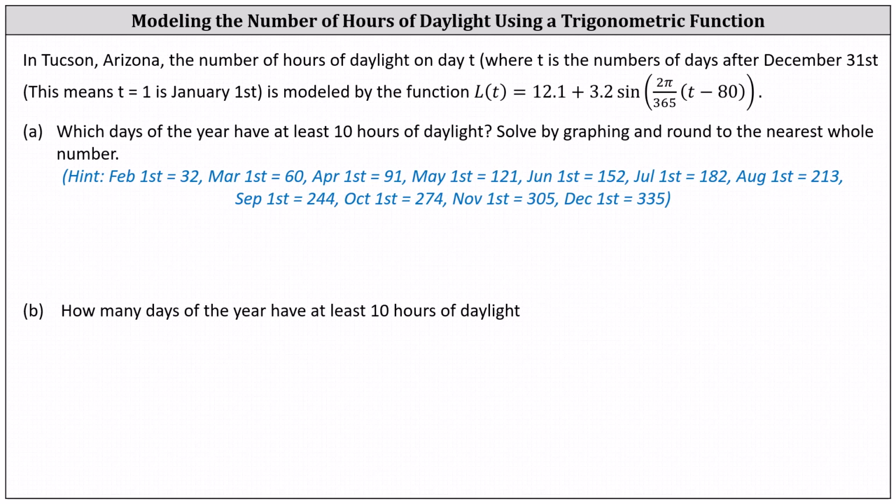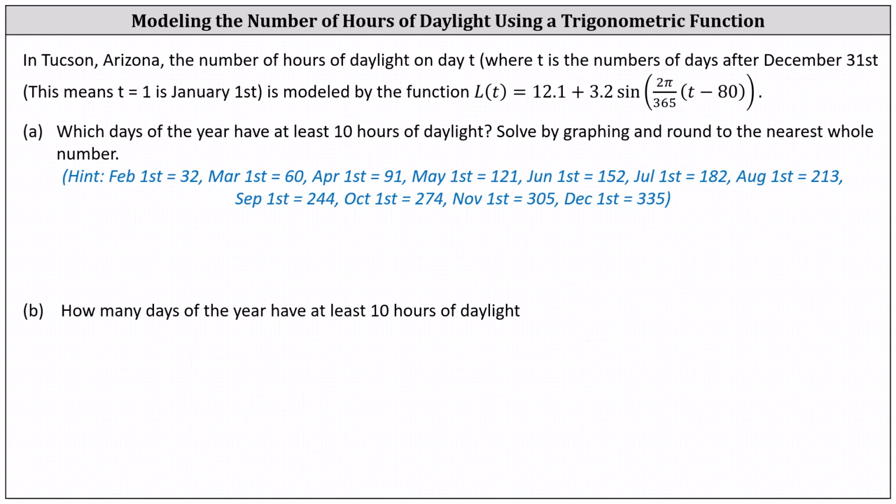In Tucson, Arizona, the number of hours of daylight on day t, where t is the number of days after December 31st, is modeled by the function L of t equals 12.1 plus 3.2 sine of the product of 2π divided by 365 and t minus 80. Which days of the year have at least 10 hours of daylight? Solve by graphing and round to the nearest whole number.